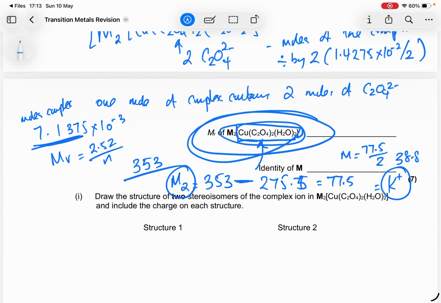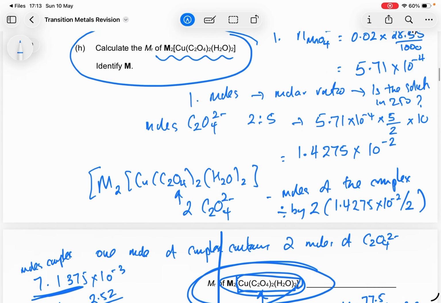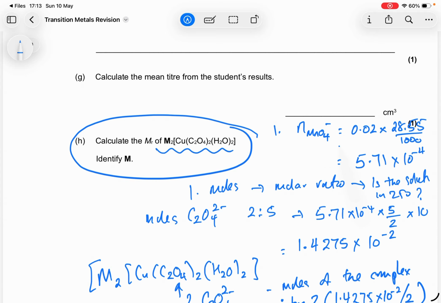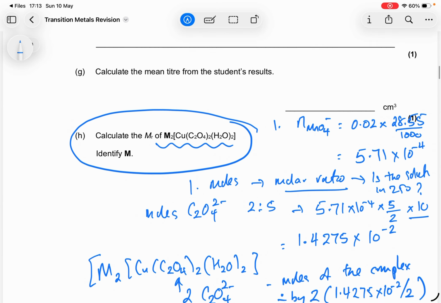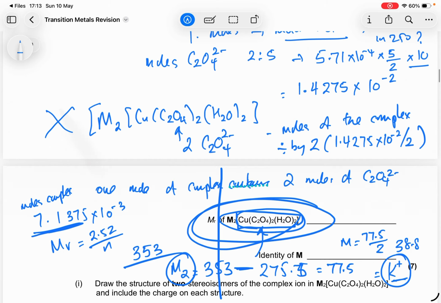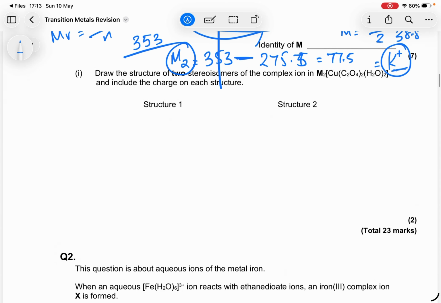Potassium ion, sorry, not metal. So again, let me go through it. Moles of manganate, molar ratio 10 to 50, and then comes the hardest part, because 1 mole of complex contains 2 moles of ethanedioate, and then the rest hopefully is straightforward.